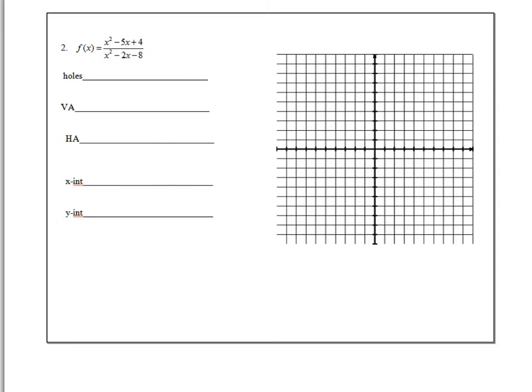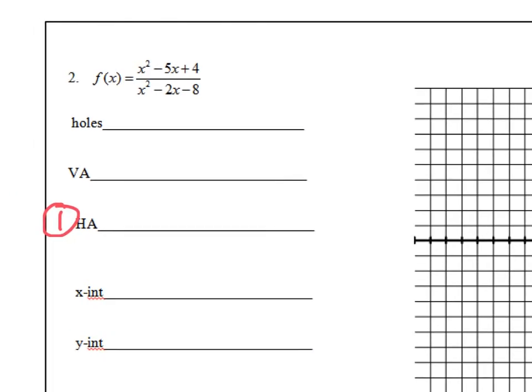Number 2, same process. So again, the first thing that I recommend starting with are your HAs. HAs, remember, we're looking at the degrees. Highest degree on top is a 2, on the bottom is a 2. Since they're the same, that means we're looking at their leading coefficients, which in this case are both 1s again. So we have y equals 1 over 1, which is just y equals 1. So let's move on to the graph for that one.